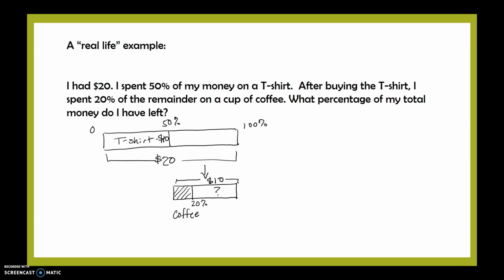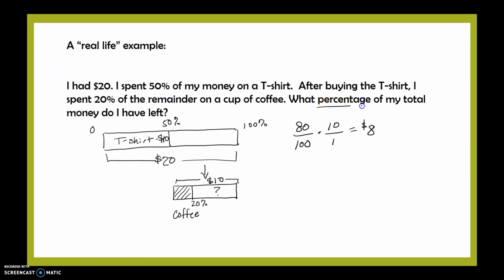Let's figure out what we have left after spending that coffee, and then we're going to set that up as a fraction over our original amount of $20 and figure out what percentage that is of the original money. So if I spend 20% on coffee and I have 80% left, that's 80% of $10. That means that I have $8 left, right?